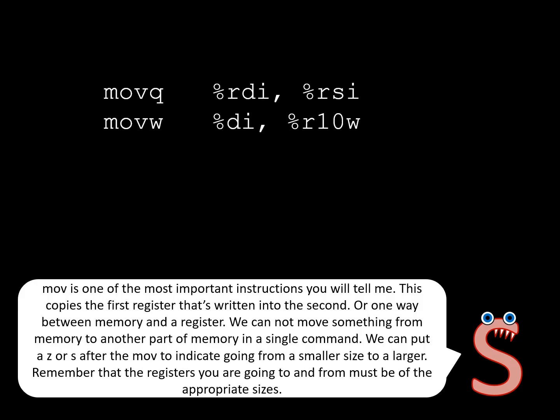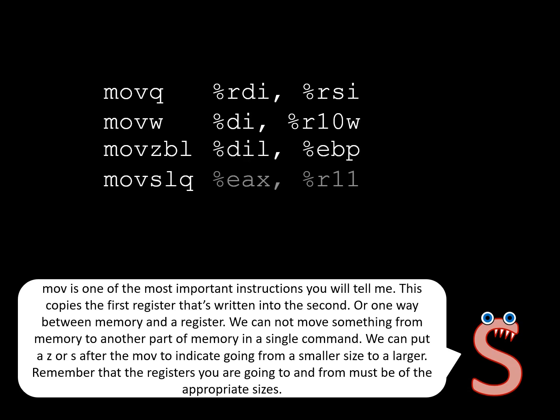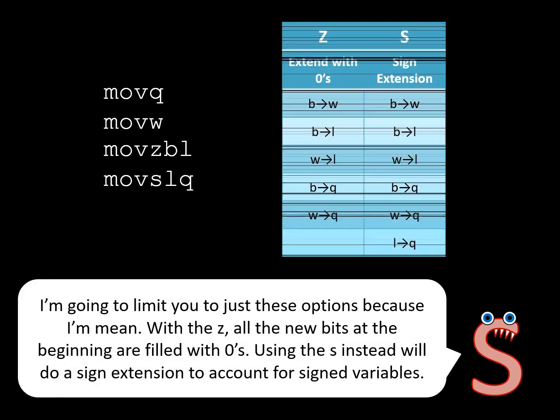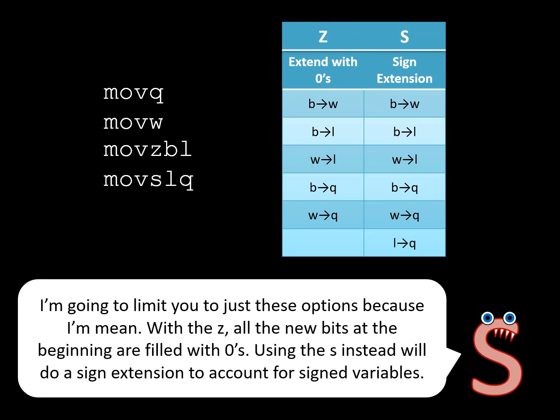MOV is one of the most important instructions you will tell me. This copies the first register that's written into the second, or one way between memory and a register. We cannot move something from memory to another part of memory in a single command. We can put a Z or S after the MOV to indicate going from a smaller size to a larger. Remember that the registers you are going to and from must be of the appropriate sizes. I'm going to limit you to just these options because I'm mean.